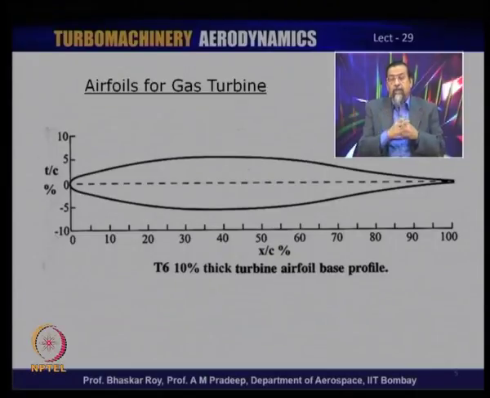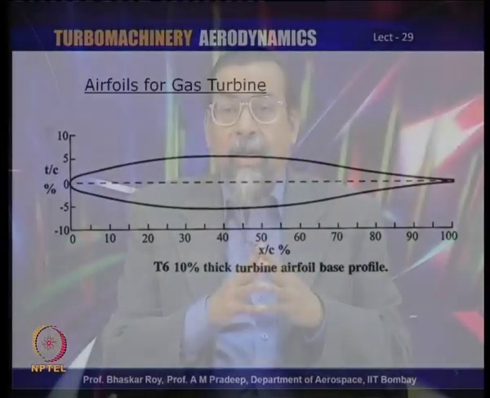In a particular rotor, the amount of camber may vary from root to tip. So, you may use the same profile, but with different cambers from root to tip. Some of those things we will look at in the next lecture. So, this is the basic profile on which many of the early turbines have been designed.